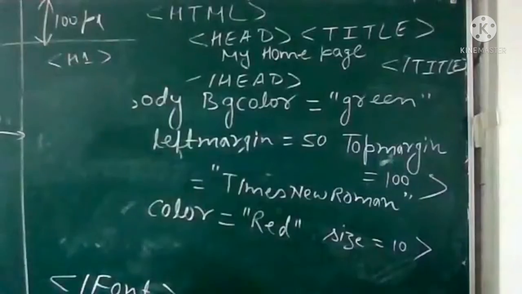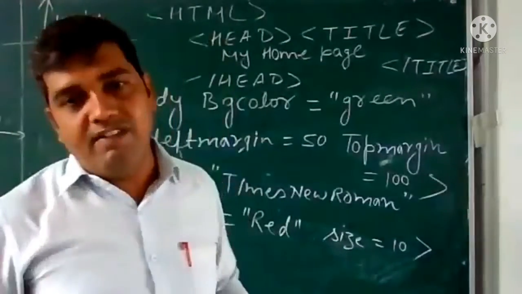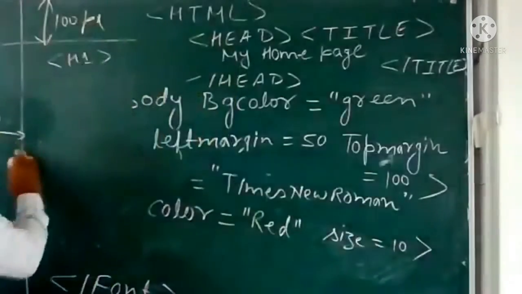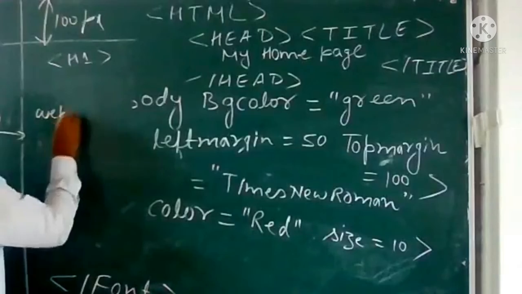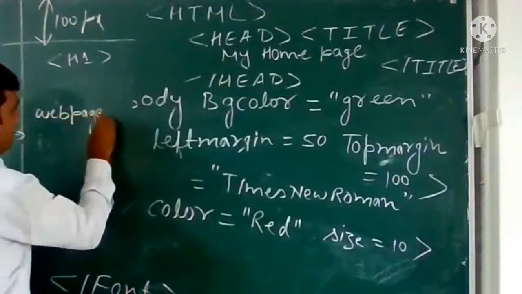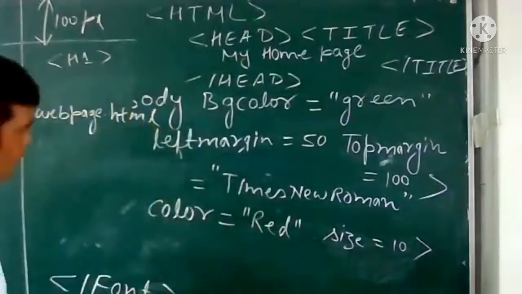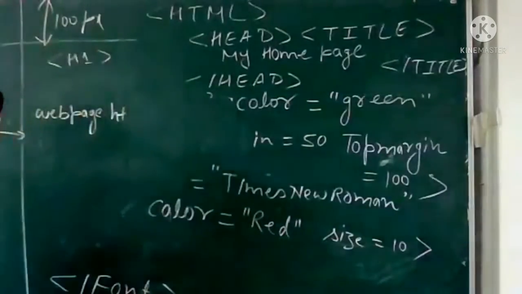So stay with this extension dot HTML, because the browser only reads HTML files. Browsers are not going to read text files. That's why we have to save the file name with the extension dot HTML. So webpage dot HTML. With this extension you save it in your computer.